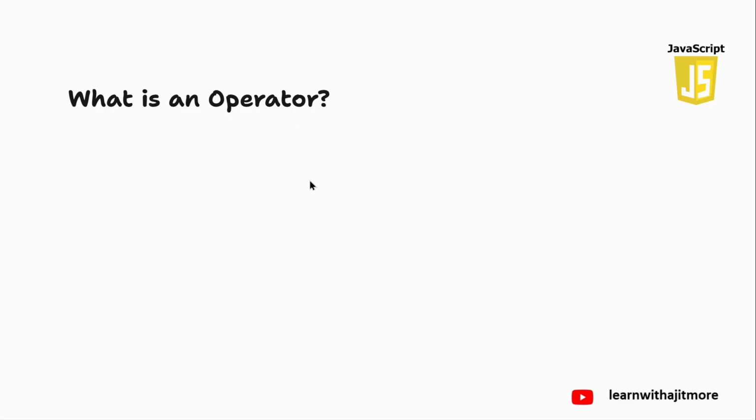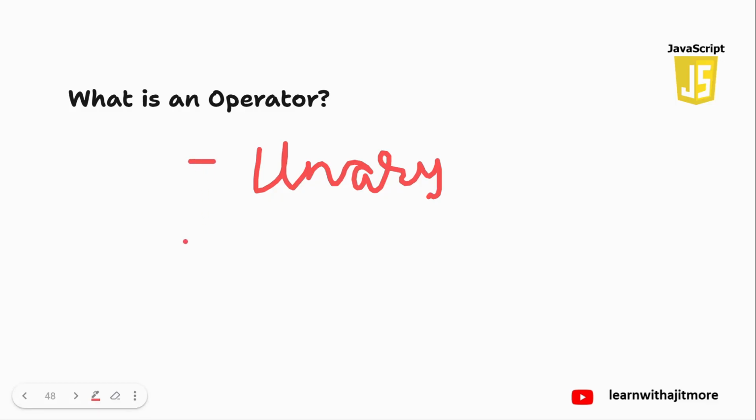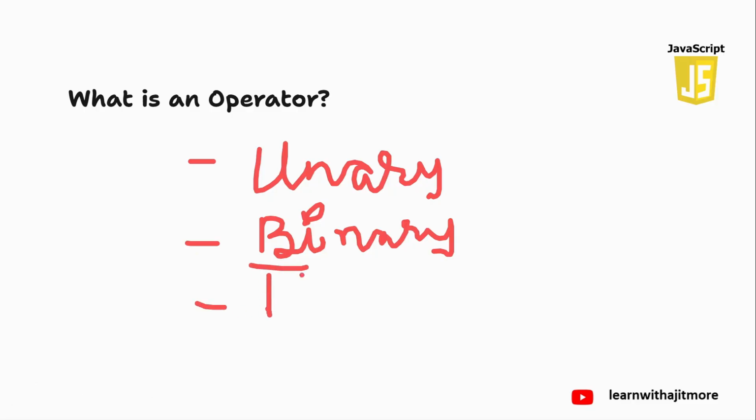Okay. Then operators are classified based on how many operands they are going to operate on. If it is going to operate on one operand, then we call it a unary operator. If it is going to operate on two operands, it will be called binary. And if it is going to operate on three operands, then we call it ternary. And we have only these three.